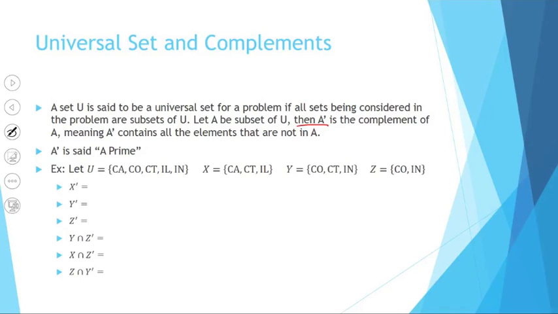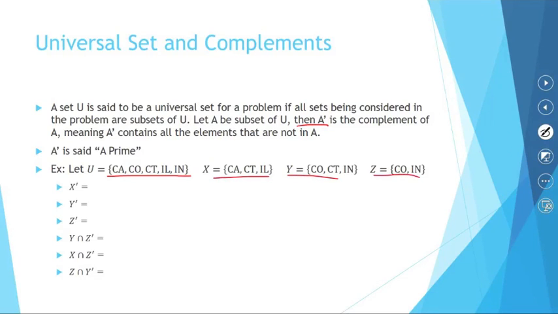So let's look at our example. Let U be this. So this is all the elements right here that we're going to talk about. CA, CO, CT, IL, and IN. X, Y, and Z are subsets of U. They have elements of set U. They don't have any new elements. All these elements in these sets are also in set U. So all X, Y, and Z are all subsets of U. So U has all the elements. It's our universal set. So X prime. X is CA, CT, and IL. X prime is all the elements that are not CA, CT, and IL.